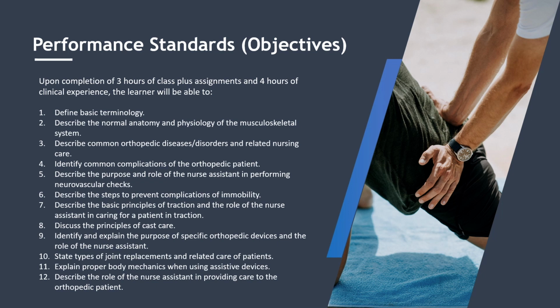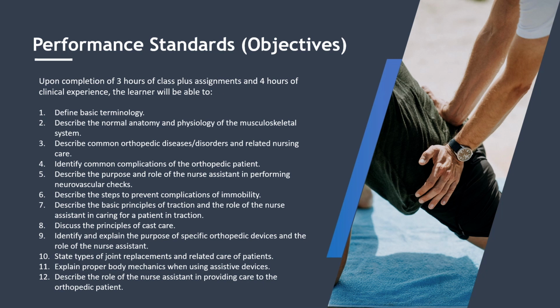Performance standards. Upon completion of 3 hours of class plus assignments and 4 hours of clinical experience, the learner will be able to define basic terminology, describe the anatomy and physiology of the musculoskeletal system, describe common orthopedic diseases and disorders, and related nursing care, identify common complications of the orthopedic patient, describe the purpose and role of the nurse assistant in performing neurovascular checks. Describe the steps to prevent complications of immobility.